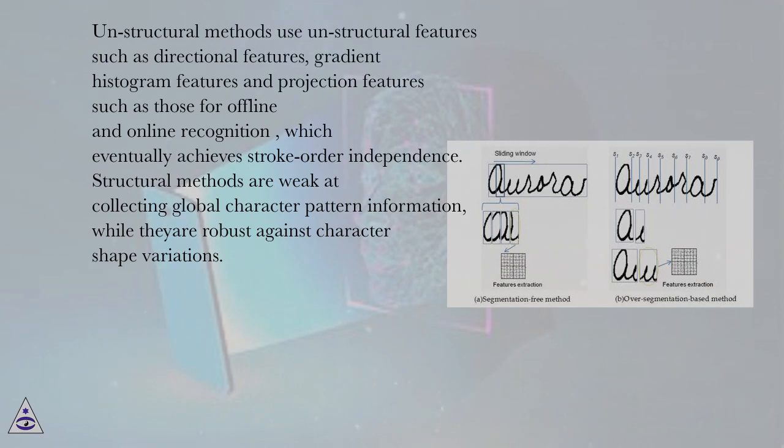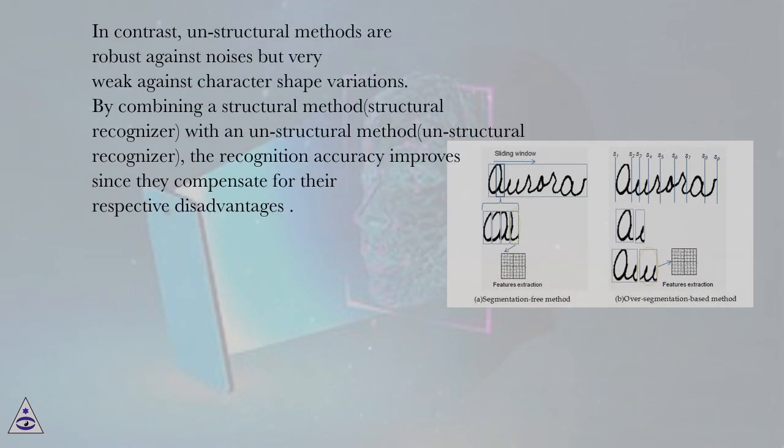Structural methods are weak at collecting global character pattern information, while they are robust against character shape variations. In contrast, unstructural methods are robust against noises but very weak against character shape variations. By combining a structural recognizer with an unstructural recognizer, the recognition accuracy improves since they compensate for their respective disadvantages.